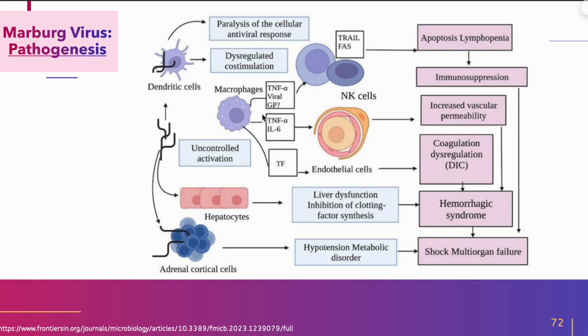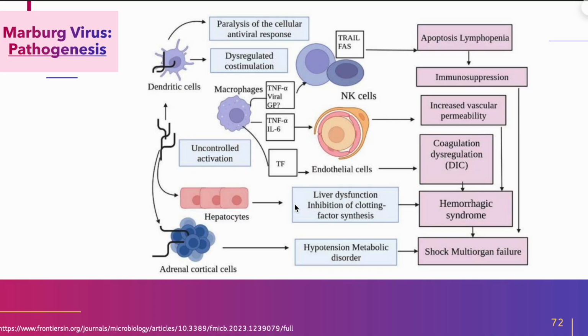NK cells and the macrophages release these cytokines, and it affects endothelial cells, NK cells that undergo apoptosis, leading to lymphopenia and immunosuppression, and this inflammatory cytokine storm increases the vascular permeability in the blood vessel, and with plasma leakage and hemorrhage, it can lead to coagulation dysregulation, or we can call it DIC.